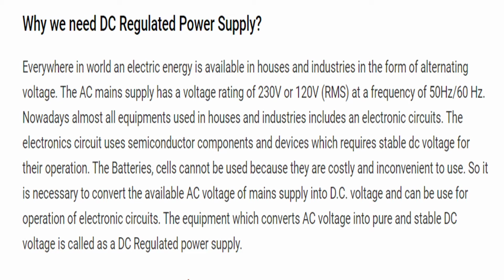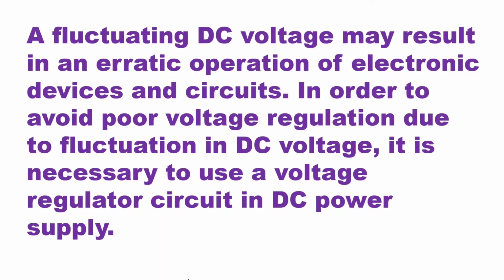So this is the main requirement in today's electronic world, and that is why we require a DC regulated power supply. This equipment which converts AC voltage into pure and stable DC voltage is called a DC regulated power supply. So this is a general statement of why we require it. We can also say that a fluctuating DC voltage may result in an erratic operation of electronic devices and circuits.